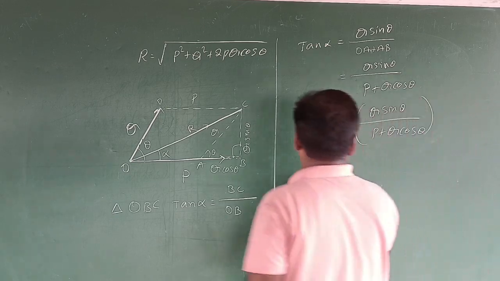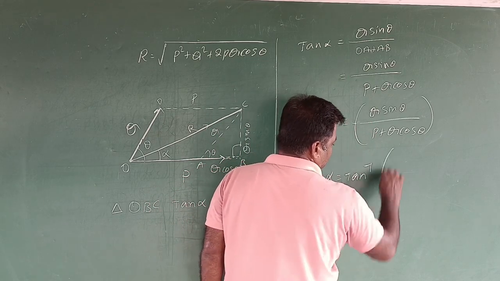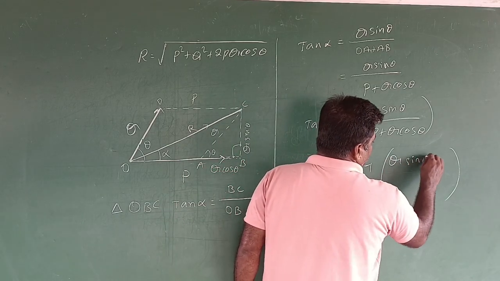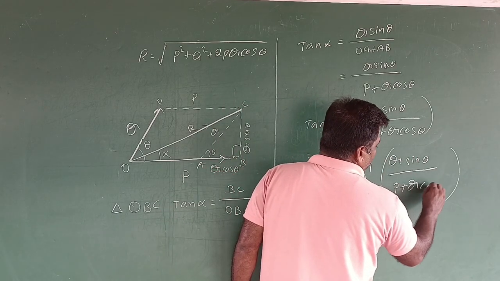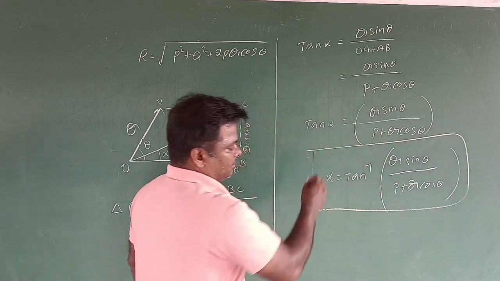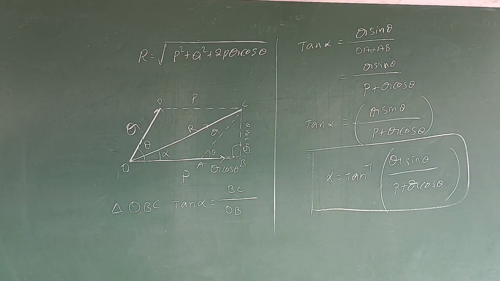Tan alpha. What is alpha here? Bring this tan to the other side, then it will become a tan inverse. Tan inverse of Q sin theta divided by P plus Q cos theta. This is your direction of the resultant. Note it down, everyone. This is the continuation class for the previous one.